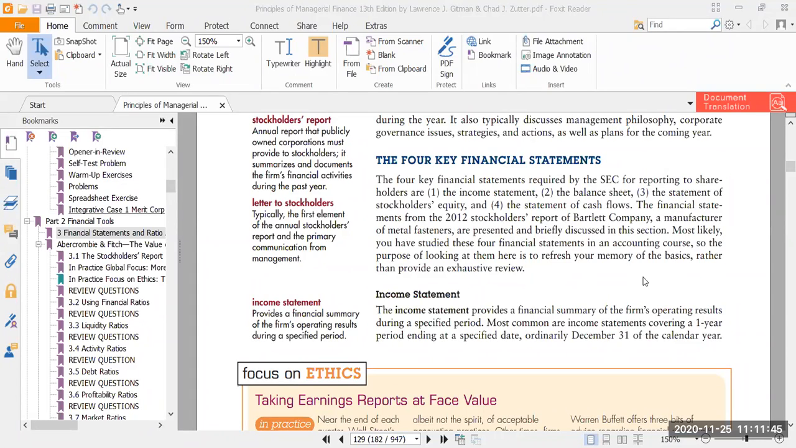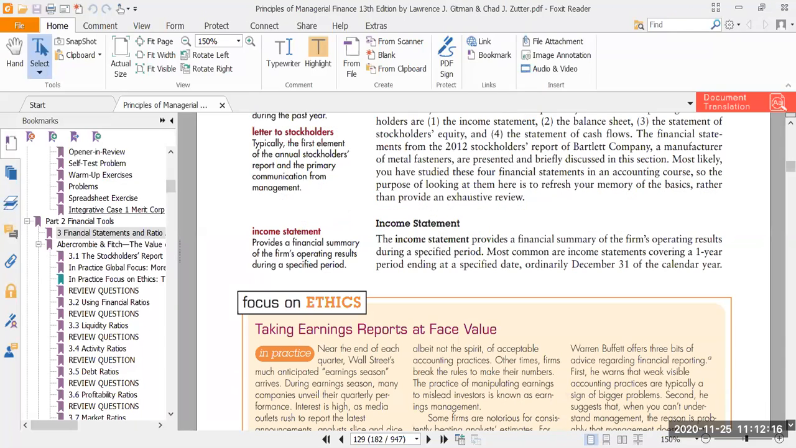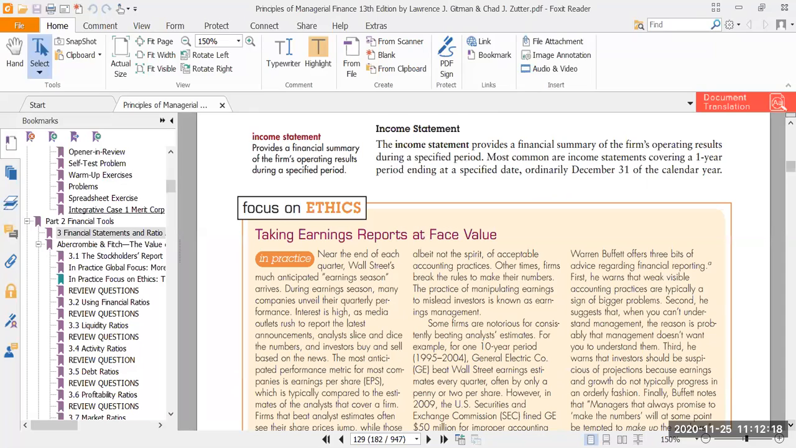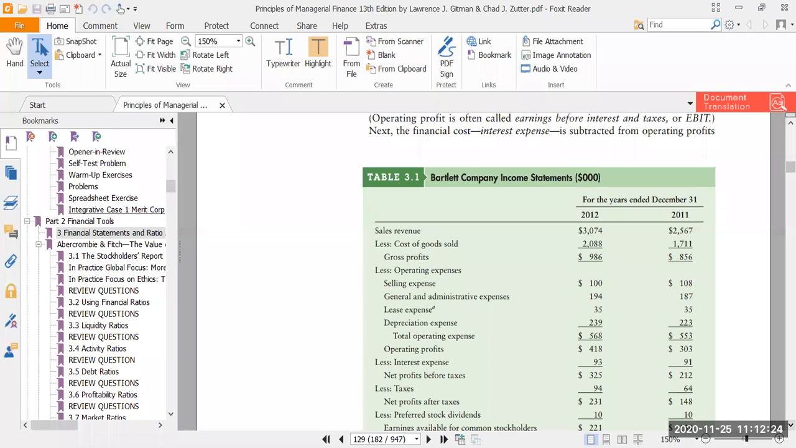We are going to establish our income statement for a certain period of time. This is not going to be a specific date. This is going to be a time period or time slot which we can describe that this is the income statement for which period. So like here is an example that most common are the income statements covering a 1-year period ending a specified date. Ordinarily, December 31st of the calendar year is generally described as the ending date of the financial statement, which is income statement. So here is just an example.